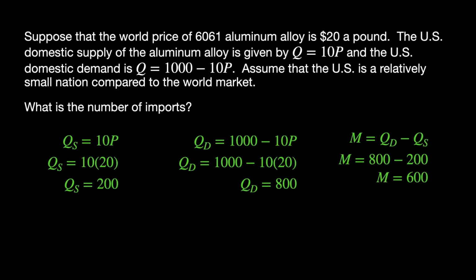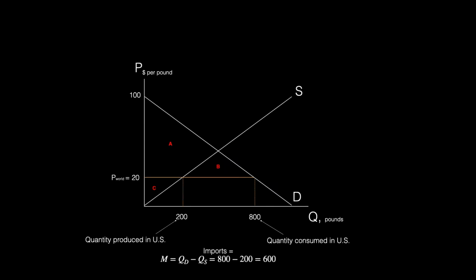To solve this problem, we will substitute the world price of $20 into the domestic supply and the domestic demand equations. The number of imports is the difference between quantity demanded and quantity supplied. This shows graphically what we have done.